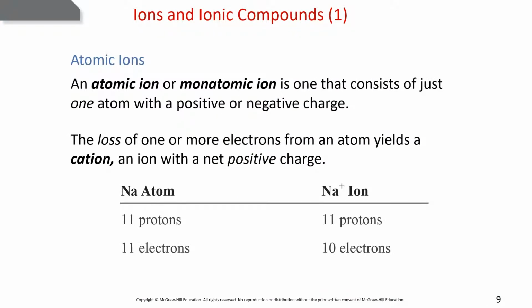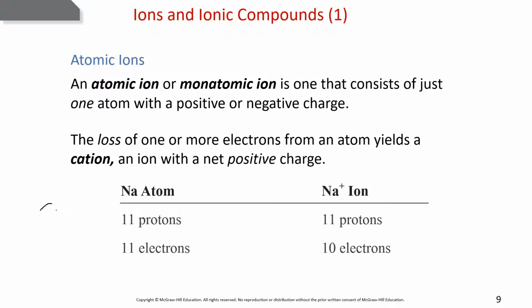So when we talk about atomic ions, we are talking about neutral elements on the periodic table that have gained or lost electrons. When you lose electrons, we call that a cation, and it is positively charged because we are losing negativeness. So what do I mean by that? Well, let's just take a look.